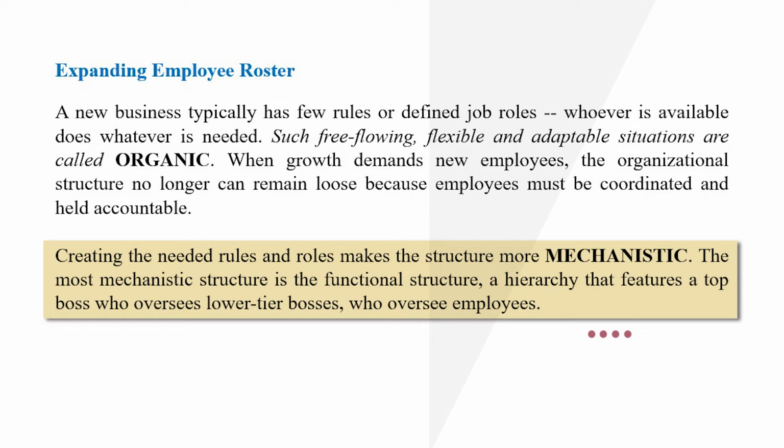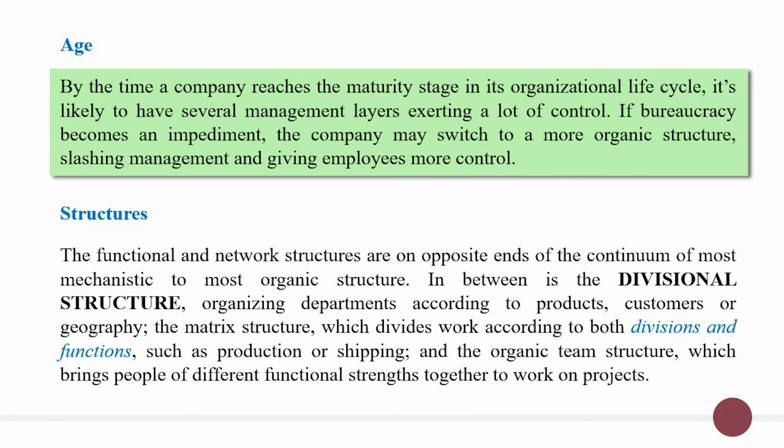The most mechanistic structure is the functional structure, a hierarchy that features a top boss who oversees lower tier bosses, who oversee employees. 2. The age factor. By the time a company reaches its maturity stage in its organizational life cycle, it's likely to have several management layers exerting a lot of control. If bureaucracy becomes an impediment, the company may switch to a more organic structure, slashing management and giving employees more control.